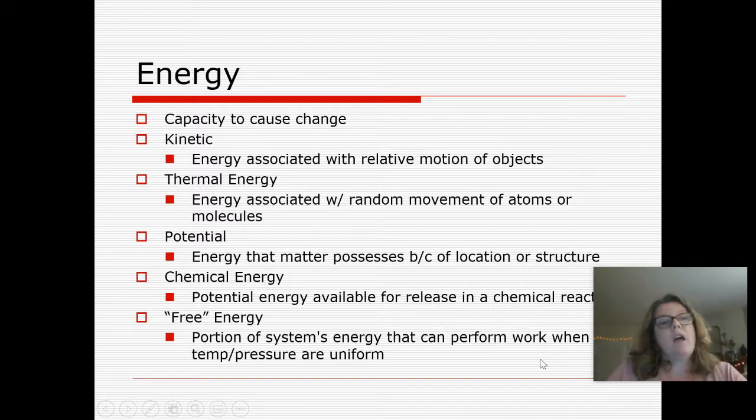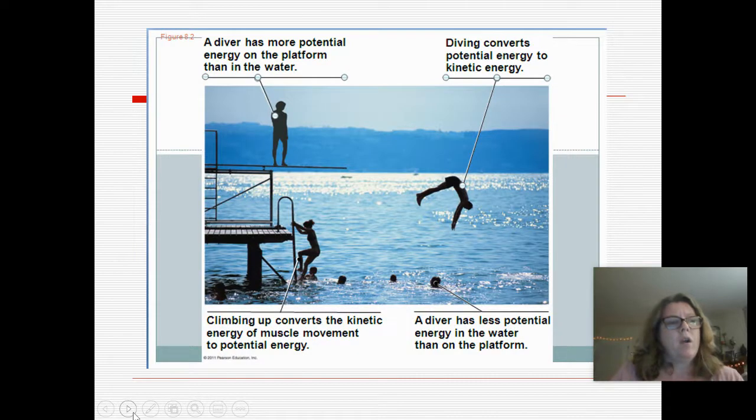And then there's this concept called free energy. And free energy is the energy that's available to perform work in a system when temperature and pressure are uniform. And free energy, for example, would be a lot of the energy that we use in these energetic reactions to get them started, like photosynthesis, for example. A lot of the free energy is coming from sunlight, right? So you're using that energy. All right, so just a quick review of that, right?